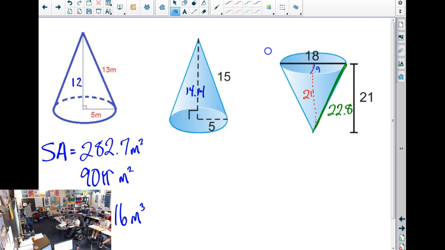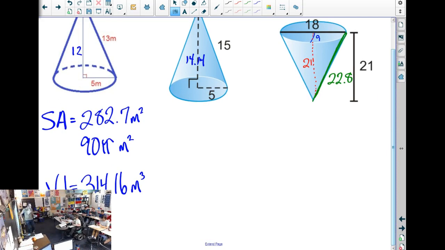Wait, hold up. Dude, it's pi r squared, so the formula for volume is pi r squared times height divided by 1/3. Stop yourself. Hold up, wait a minute.